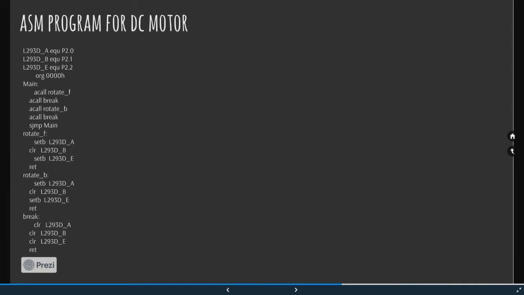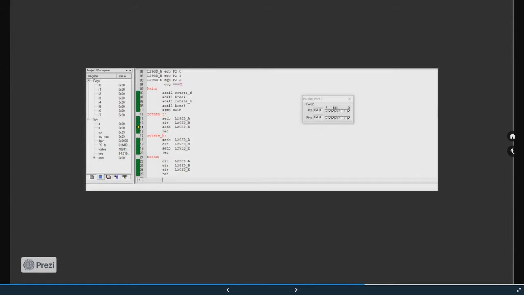The logic behind the implemented code is that when P2.0 is high and set to 1, whereas pin P2.1 is low, the motor rotates in the forward direction. Whereas when pin P2.0 is low and pin P2.1 is high, the motor rotates in the backward direction. At last, when all the pins are cleared and set to 0, the motor stops.